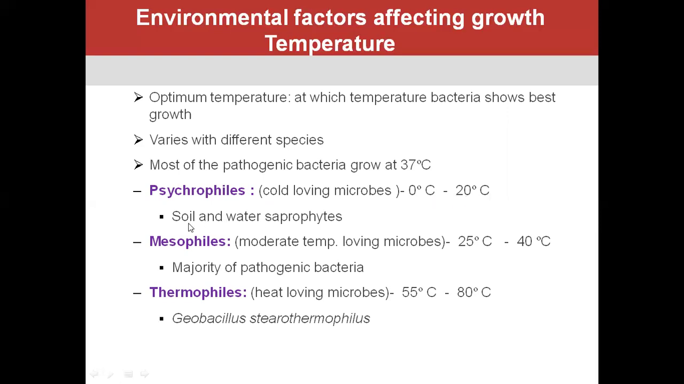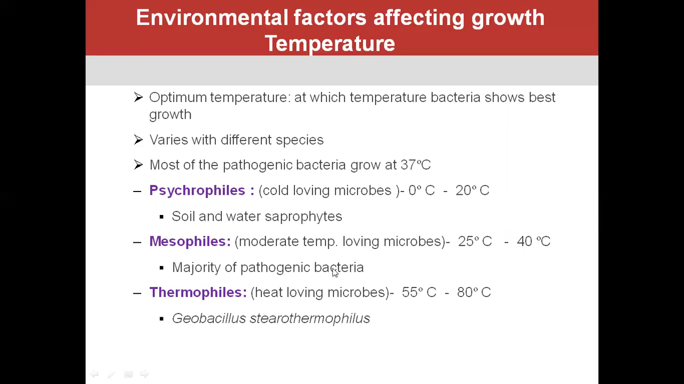Examples are soil and water saprophytes, which feed upon dead and decaying organic matter. Next, the second one, mesophiles. Meso means moderate. They are moderate temperature loving microbes, which means they grow in a temperature range of 25 to 40 degrees centigrade.